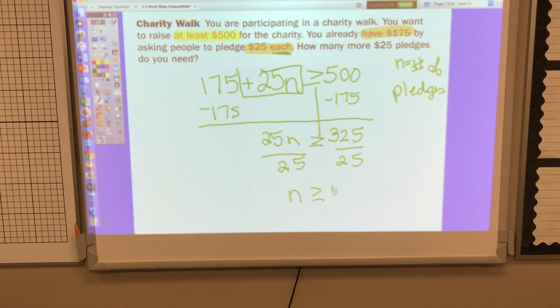13. Okay, so if his goal is to raise at least $500, he needs to get 13 or more pledges. 13 or more $25 pledges. Some other ways you could word that would be at least 13 more pledges. Either one of those two answers would be acceptable.